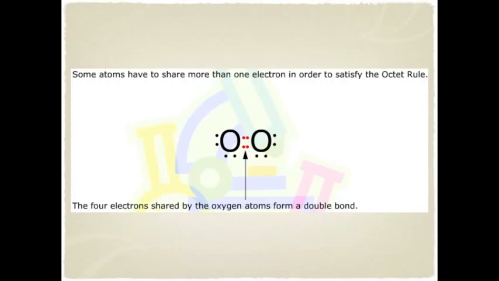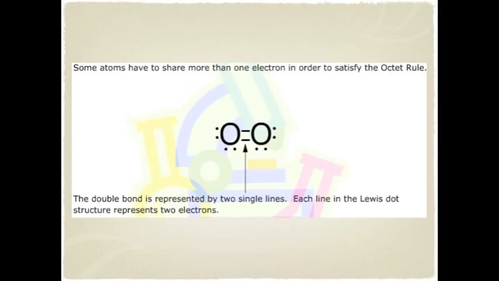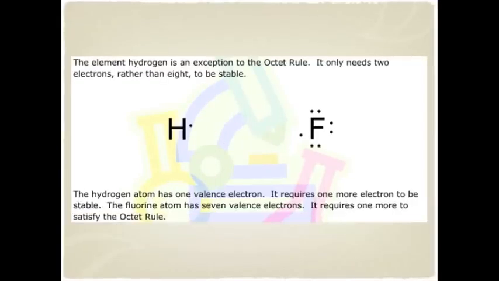The 4 electrons shared by the oxygen atoms form a double bond. The double bond is represented by 2 single lines. Each line in the Lewis dot structure represents 2 electrons.